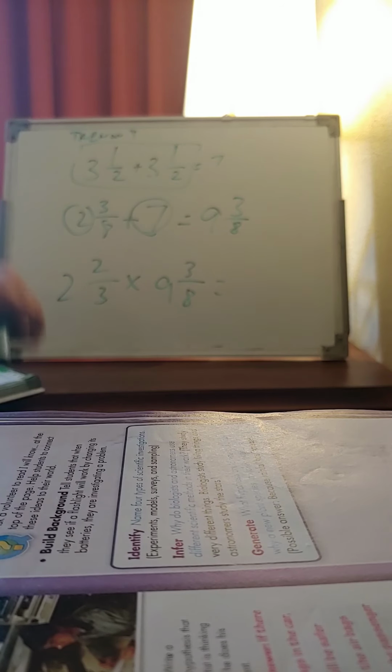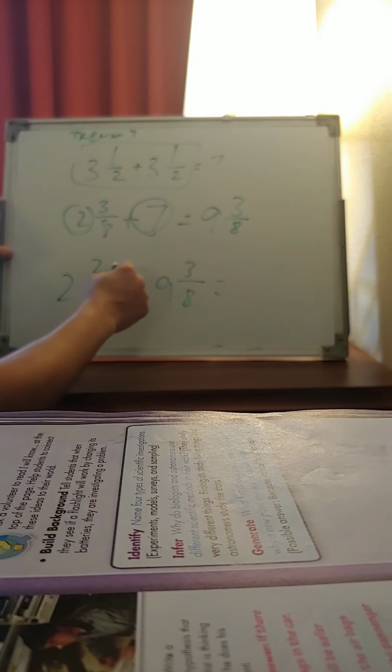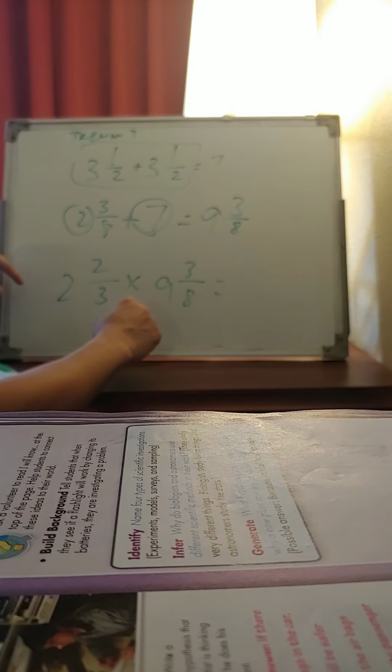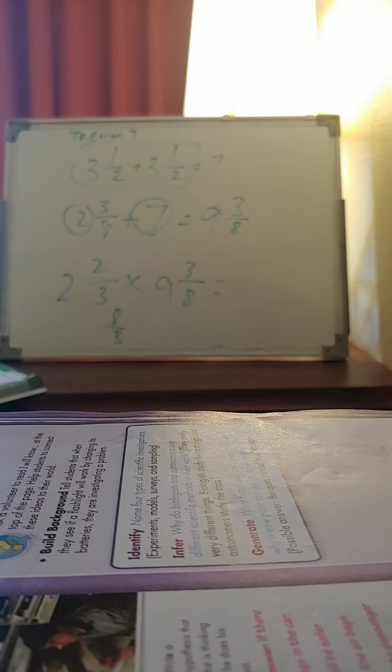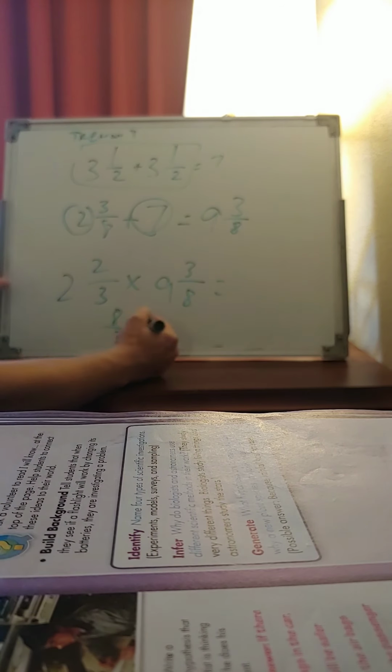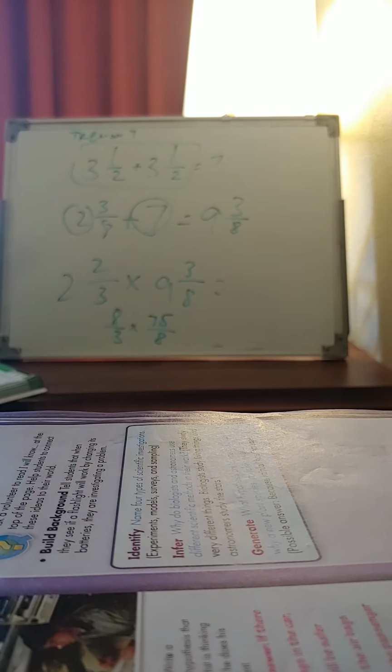Numerator, numerator, denominator times denominator. So this would be 2 times 3 is 6, plus 2 is 8. I'm trying to think if I need to move up here or not. 8 over 3. Let me make sure you can see this. Okay. 8 over 3 times 9 times 8 is 72, plus 3 is 75 over 8.